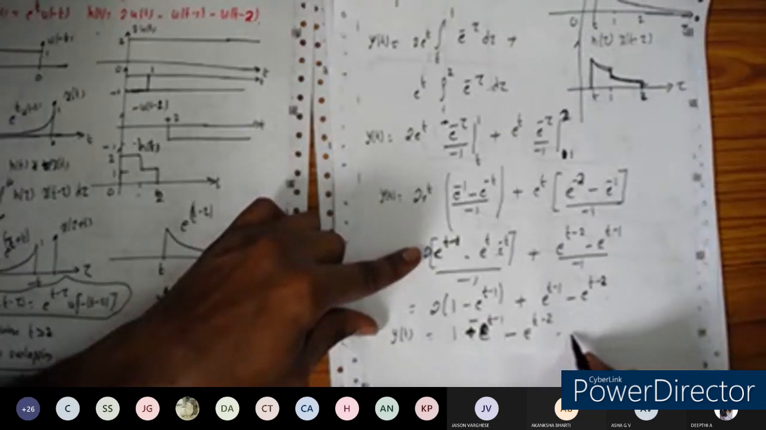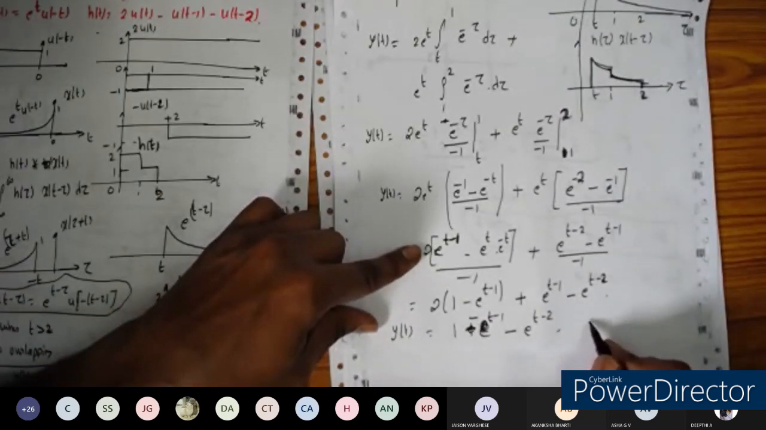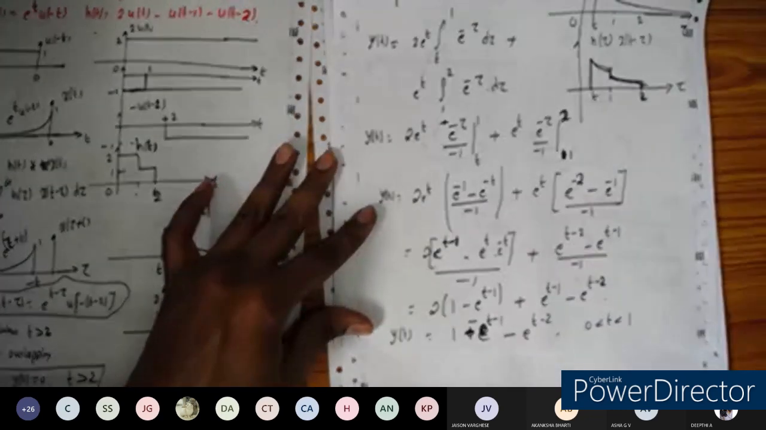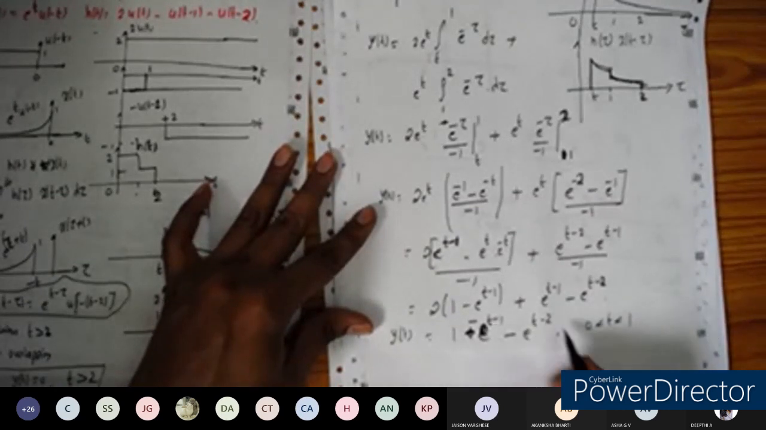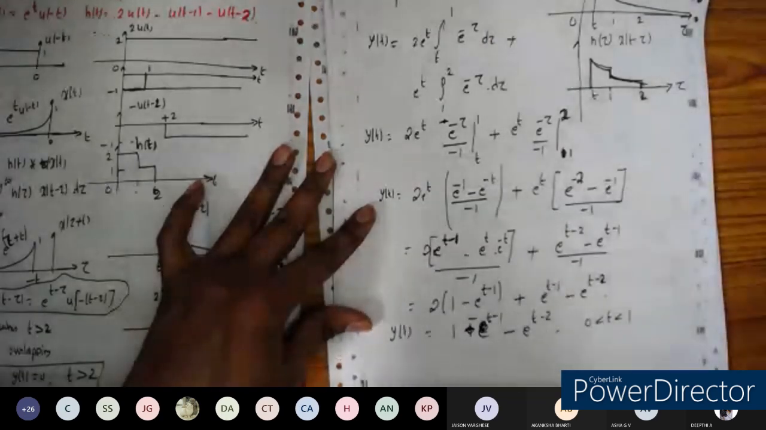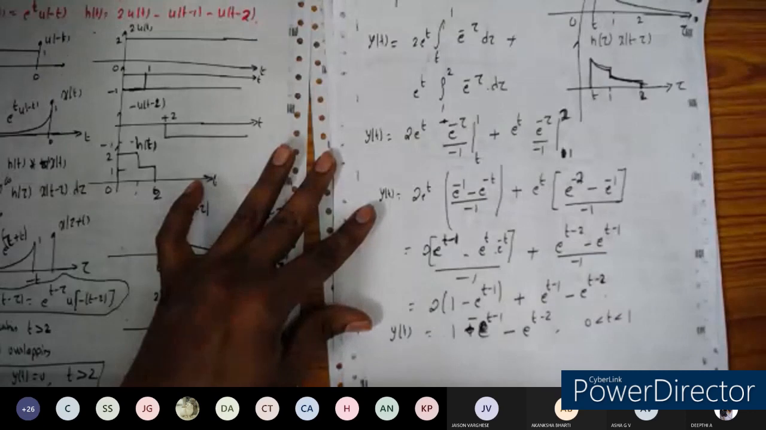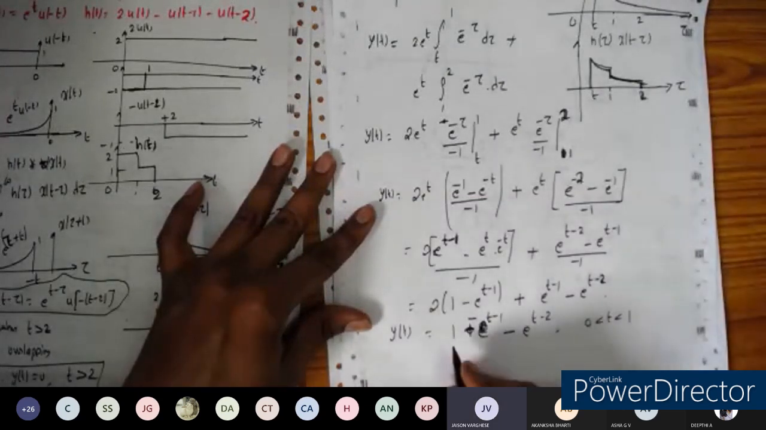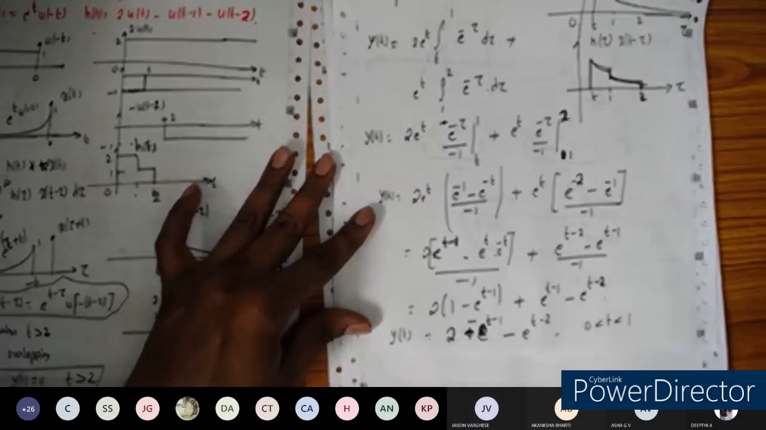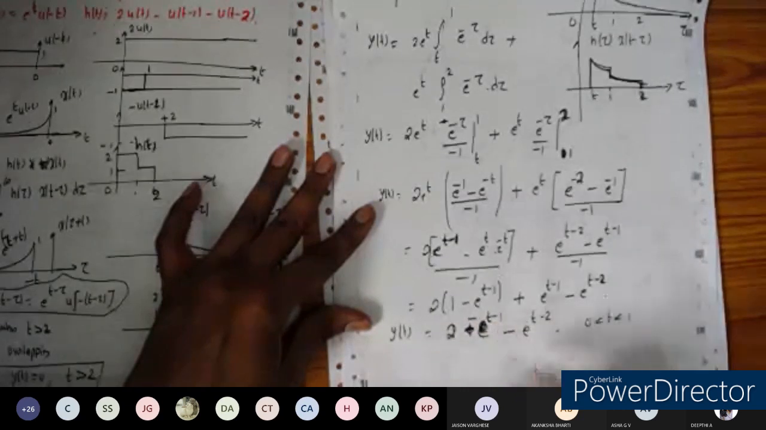The time limit, t can take the value from 0 to 1 here. So 0 is less than t is less than 1. So done, right? 1 minus e to the power of t minus 1 minus e to the power of t minus 2 from 0 to 1. Done, everyone? Sir, 2 into 1, 2, sir. So this is 2, right? Yeah, this is 2. Okay. 2 into e to the power of t minus 1 minus e to the power of t minus 2 from 0 to 1.